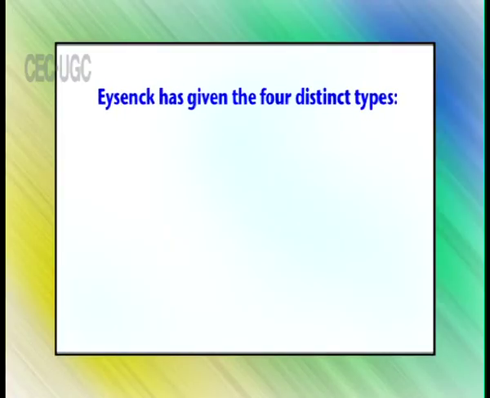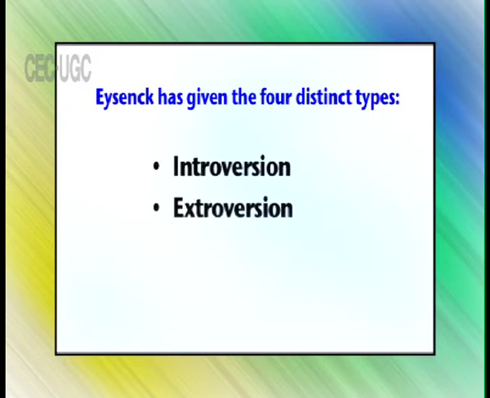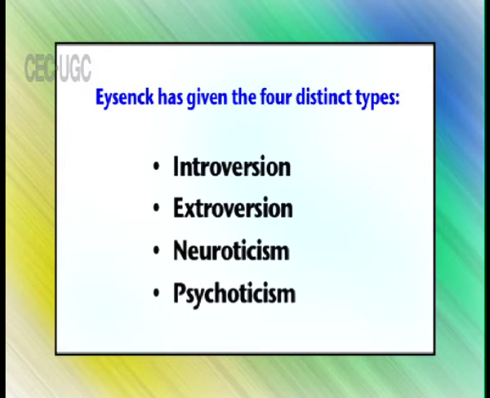Now at this final stage, ultimately we obtain a definite type. A person now can be classified as an introvert if he has traits as described at level 3, habits and habit system as described at level 2, and specific responses as described at level 1. Eysenck has given 4 distinct types. One is introversion, second is extroversion, third is neuroticism, and fourth is psychoticism.